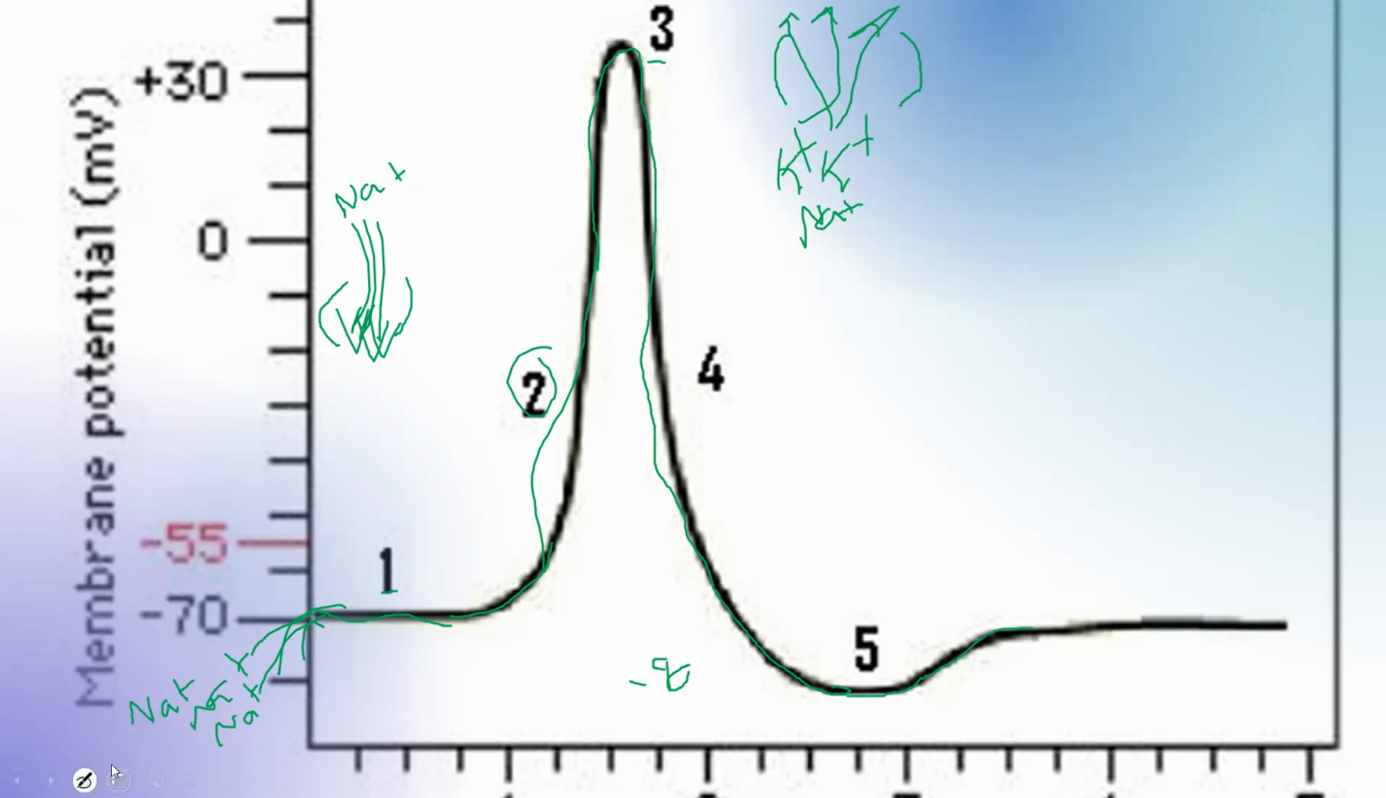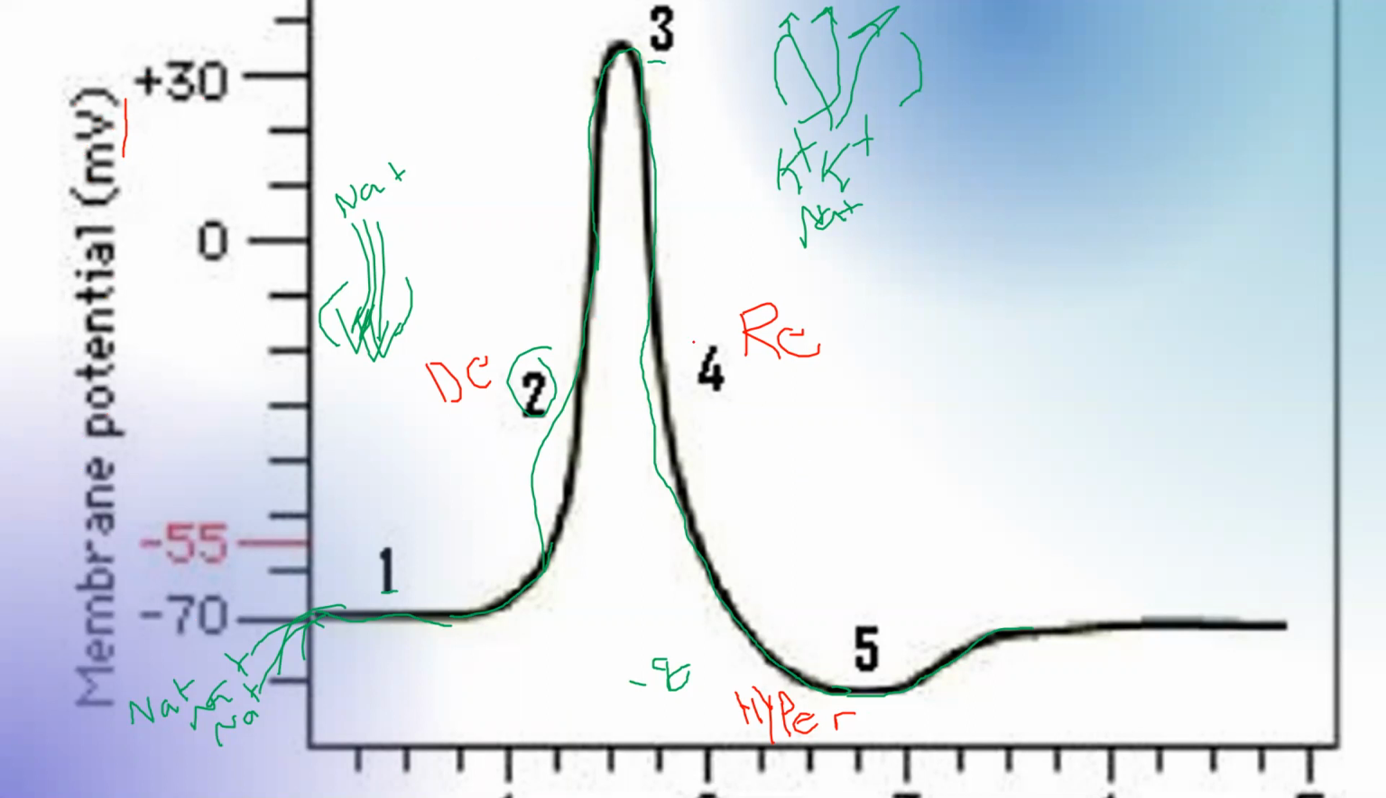So I'll show you in color. 2 is going to be depolarization. 4 is going to be repolarization. And 5 is going to be hyperpolarization. Okay, so all this happens within seconds. MV right here is just membrane potential in millivolts, so we're talking about millionths of a volt. These are very, very small numbers. This happens instantaneously, and every time a neuron wants to send an impulse, this process occurs.